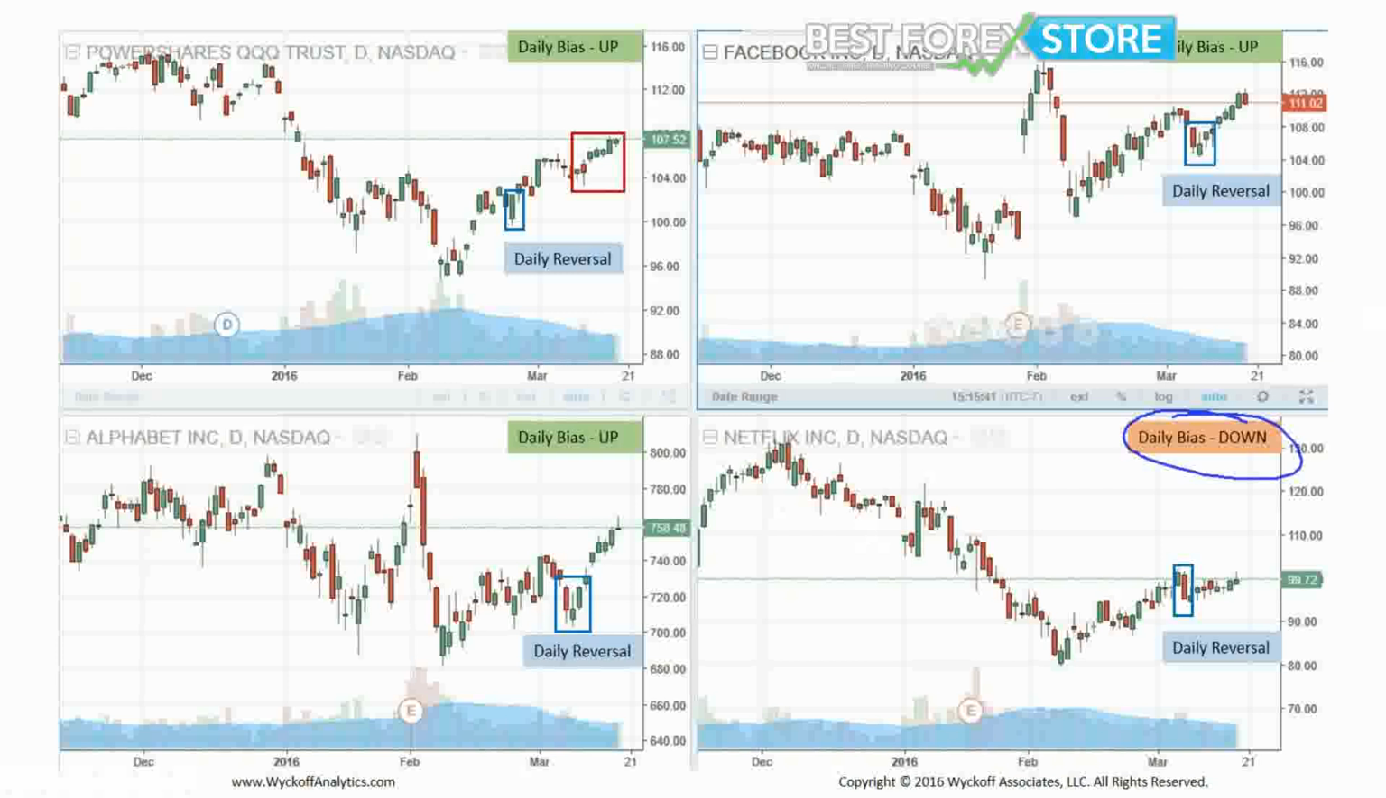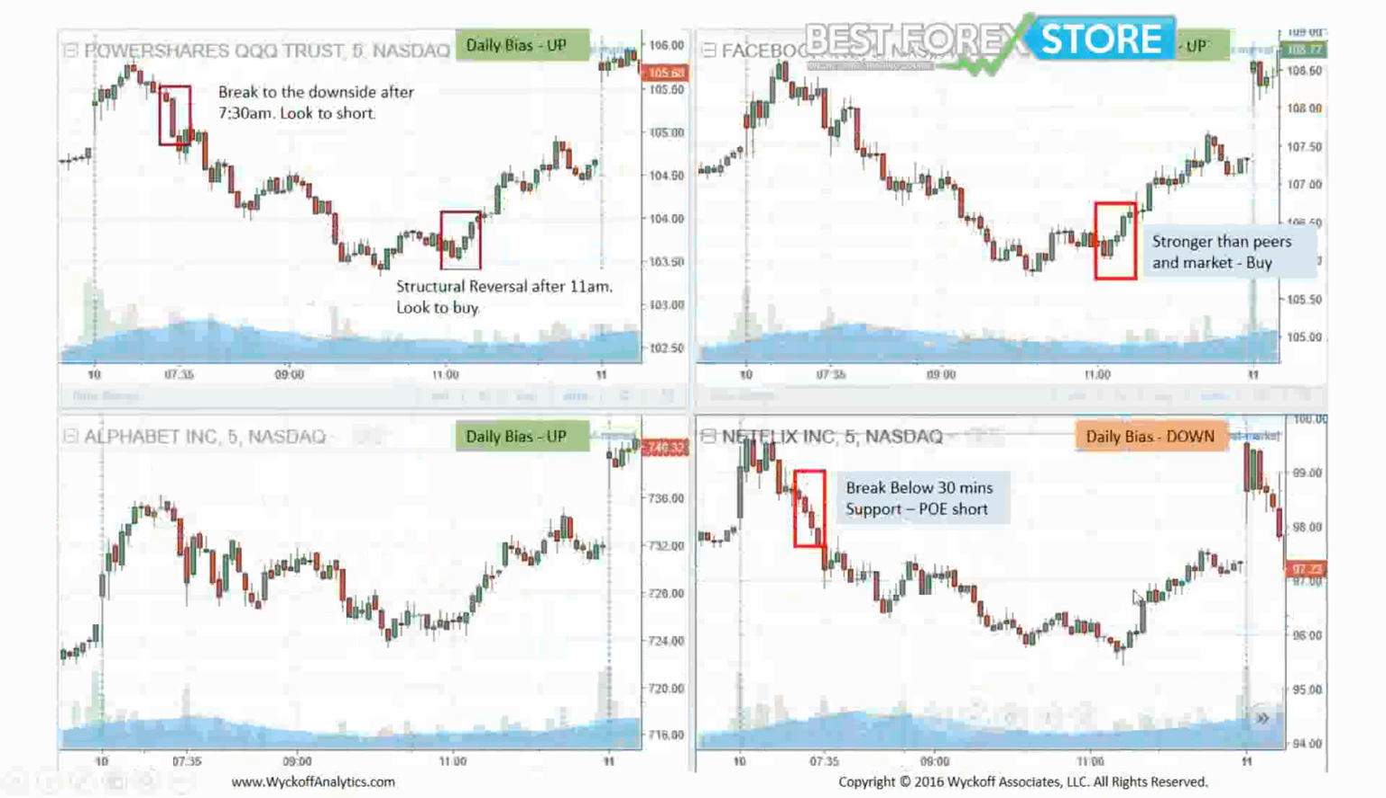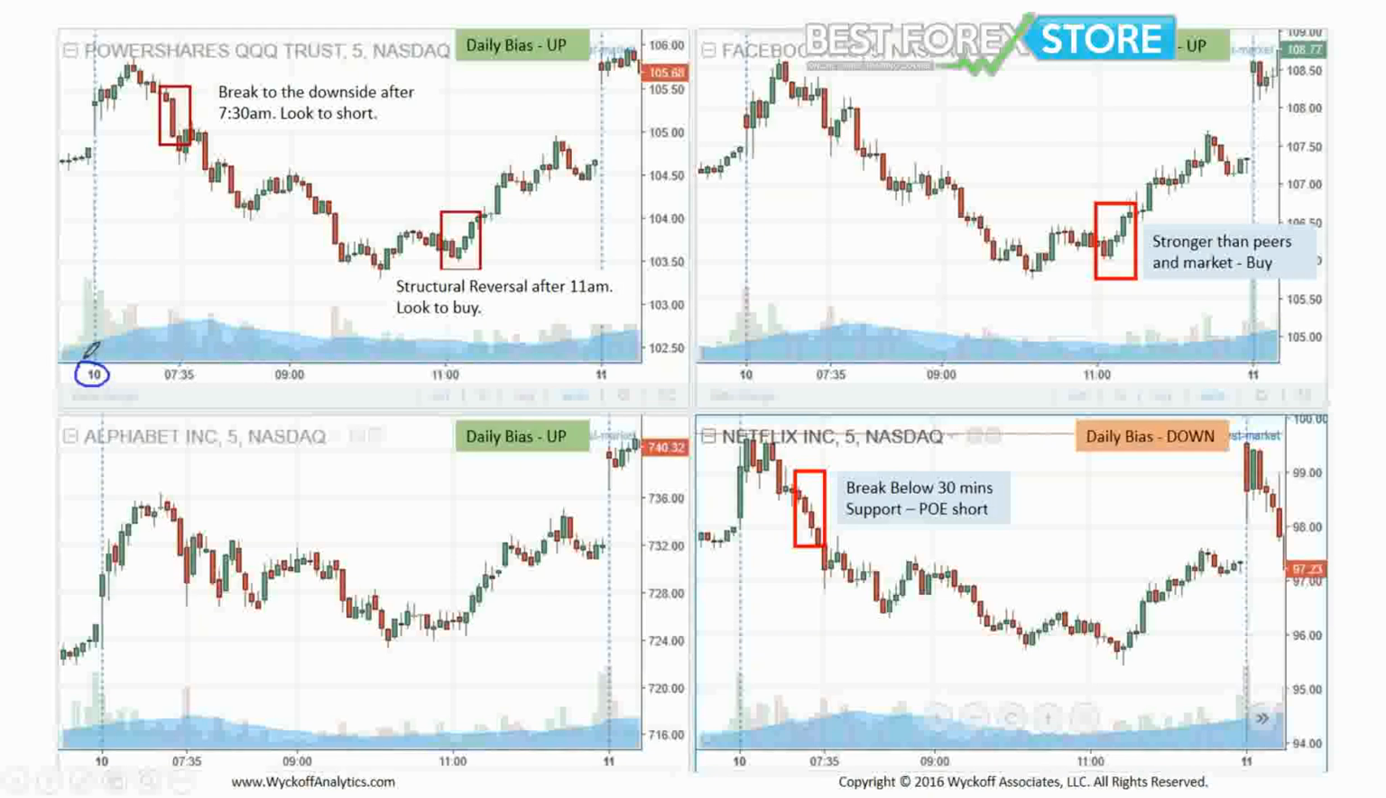So now that we know daily swing biases, and this is kind of a long-term picture for us, let's go to a specific day. This was March 10th. One of the things when we start the session is to understand what kind of volatility we're going to have after we understand the daily bias, what kind of volatility within the first 30 minutes.